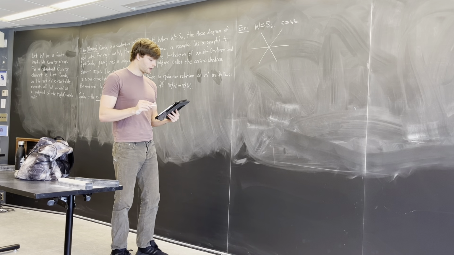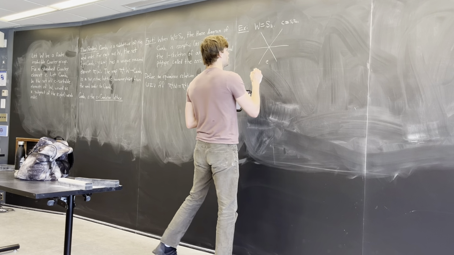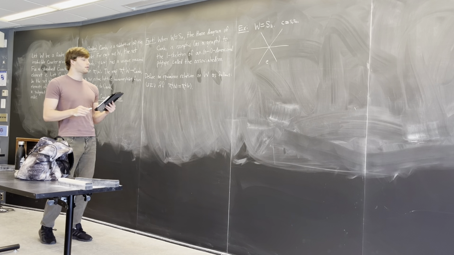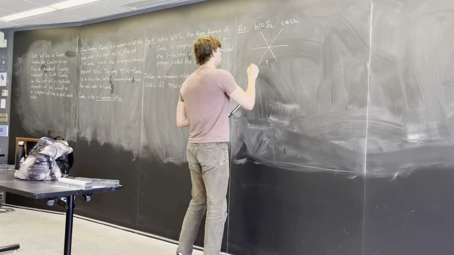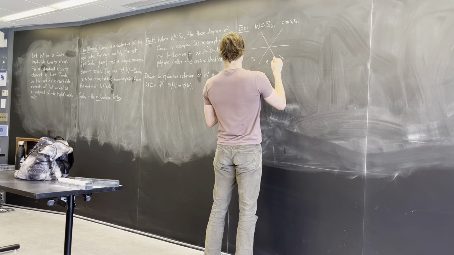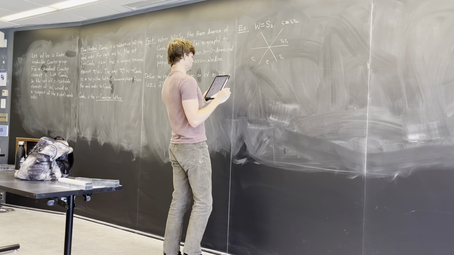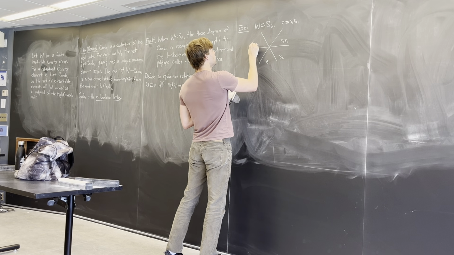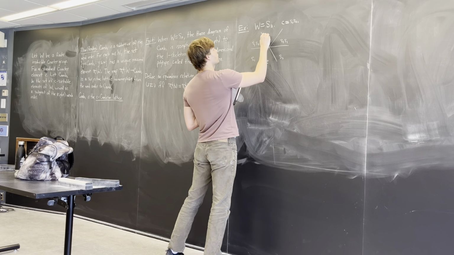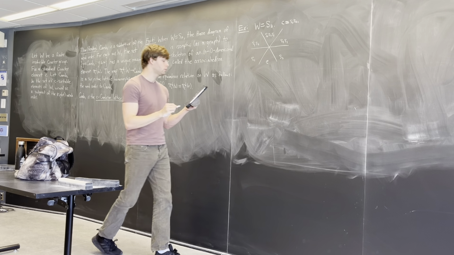Then we can identify the regions of this arrangement with the elements of S3. So we have the identity at the bottom. Here's S1 and S2. And this will be S2, S1. And this will be S1, S2. This will be S1, S2, S1, which is also S2, S1, S2.